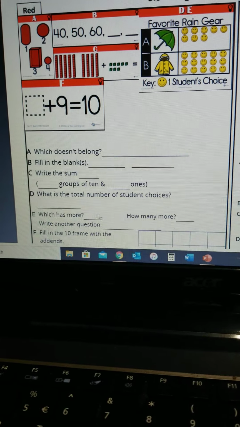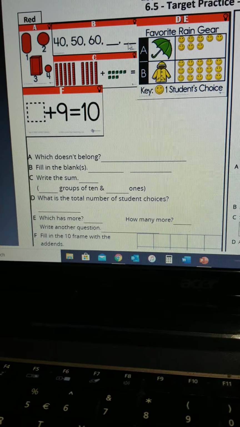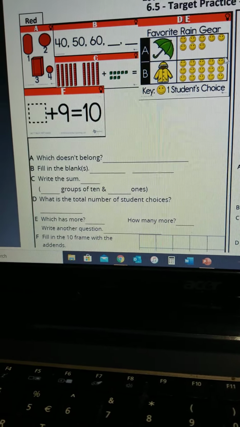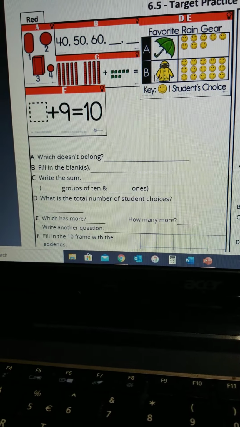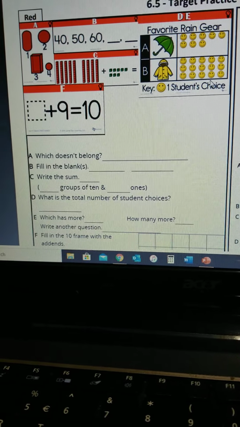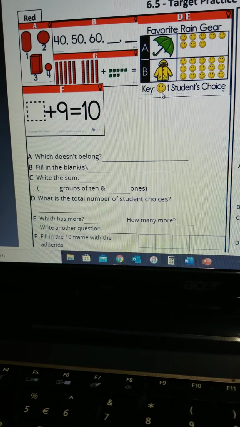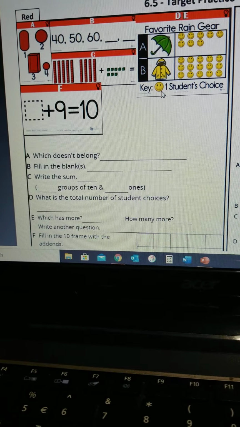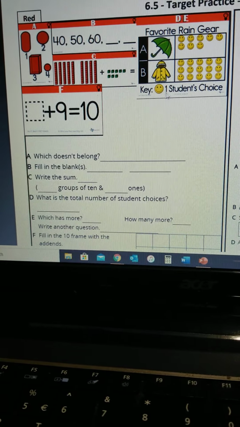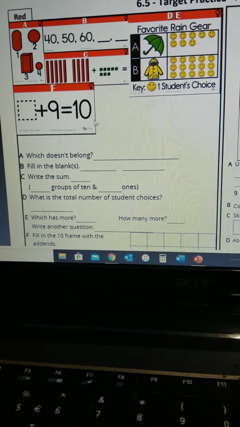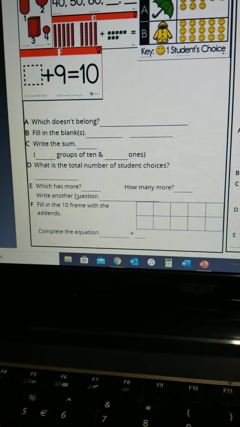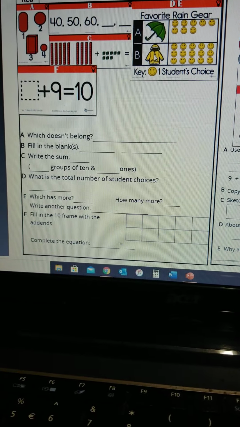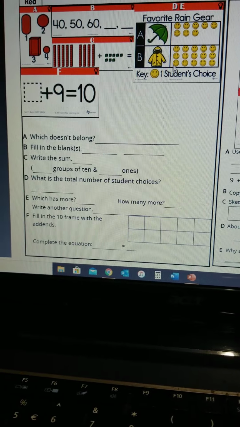D, what is the total number of student choices? Back up here in the graph for D. A lot of you are confusing this one. It's the same graph that you use in every week's work. Student choices are shown by the happy face, not the picture of what we're graphing. So how many student choices means count the happy faces. Which has more? Look at your graph. Which option, A or B, has more student choices?